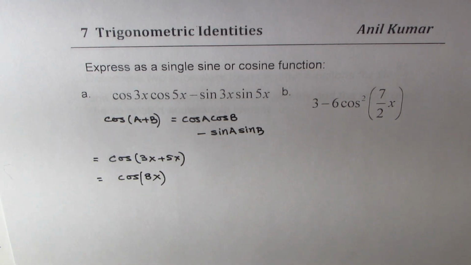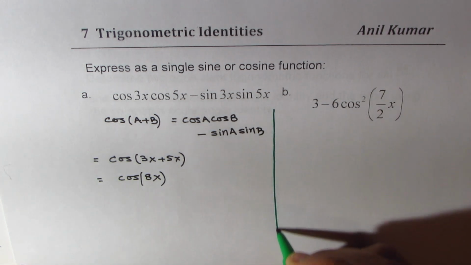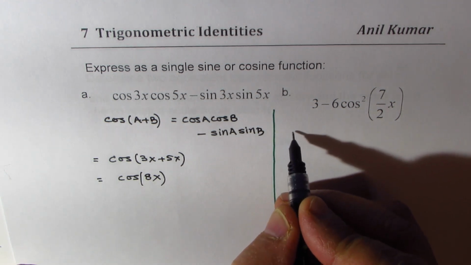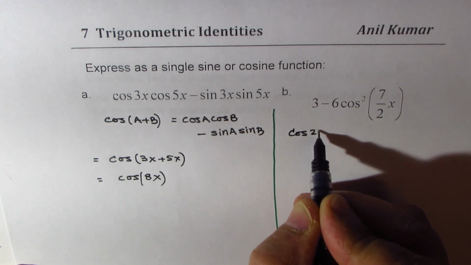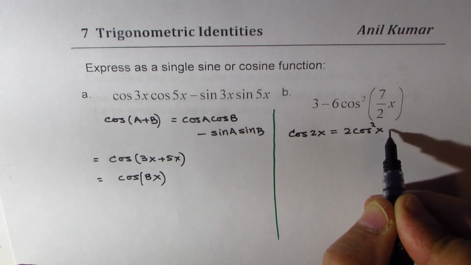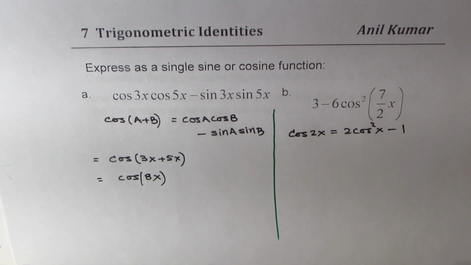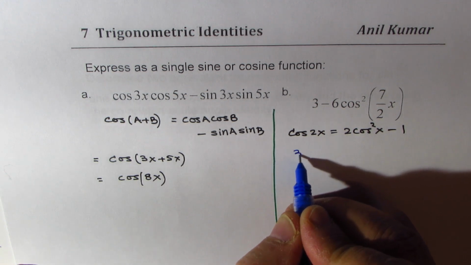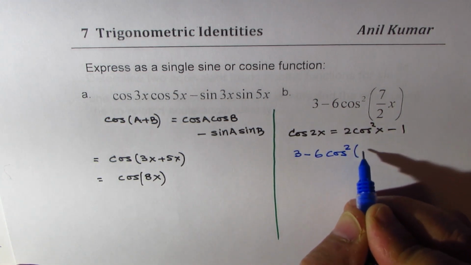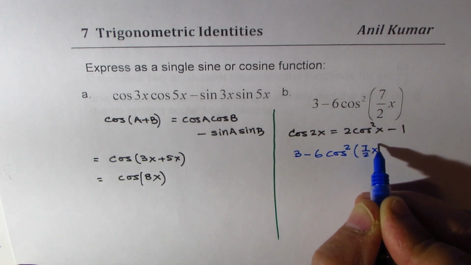The second one here is also one of our formulas in the list. This is a double angle formula. So if you recall, the formula which is given here is of cos of 2x. Cos of 2x is 2 cos square x minus 1. Now let's look into the question. We are given 3 minus 6 cos square 7 over 2 x, correct?